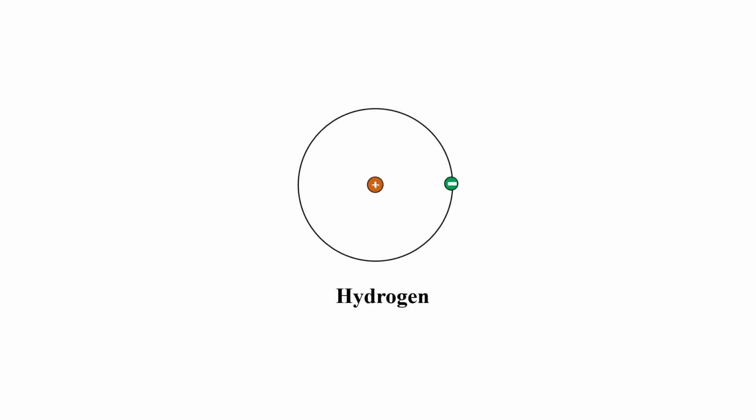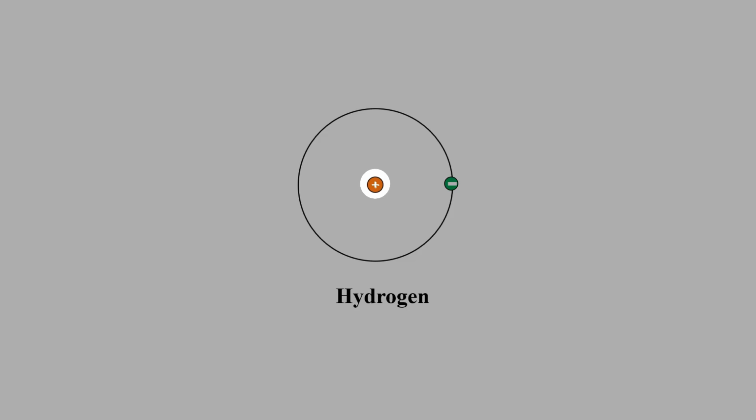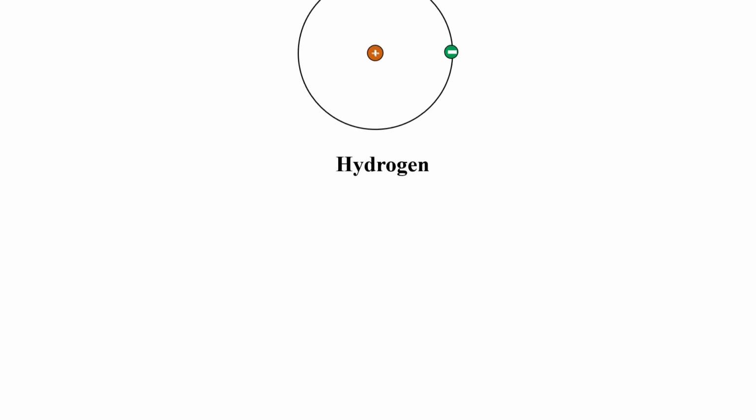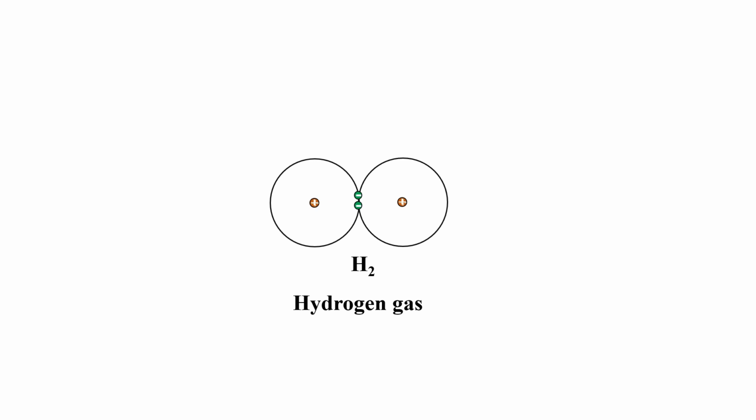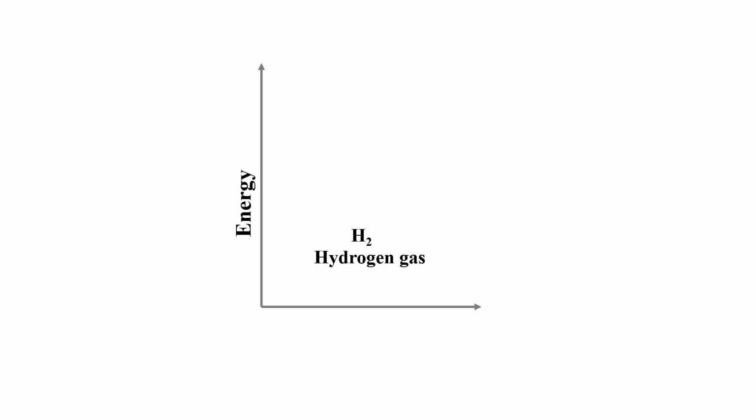Let's look at the simplest atom, hydrogen, consisting of one proton and one electron. It's usually found on Earth as hydrogen gas, H2, rather than individual atoms. But why is that? To understand it, let's look at the energy change during the formation of an H2 molecule.